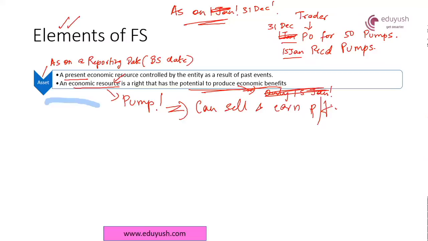But when does it become my asset? When it's a present economic resource that is controlled by the entity as a result of past events. So I can control it on 15th of January because of the past event that I have purchased it. Then it becomes my asset. Is that clear? So on 31st of December, it is not in my control. There is no past event of me purchasing it. So I cannot say it's my asset. Is that clear?